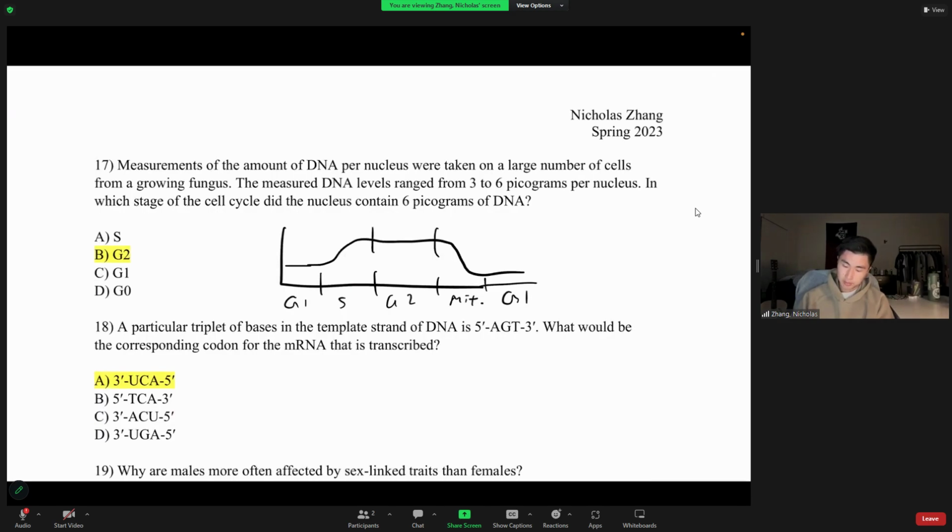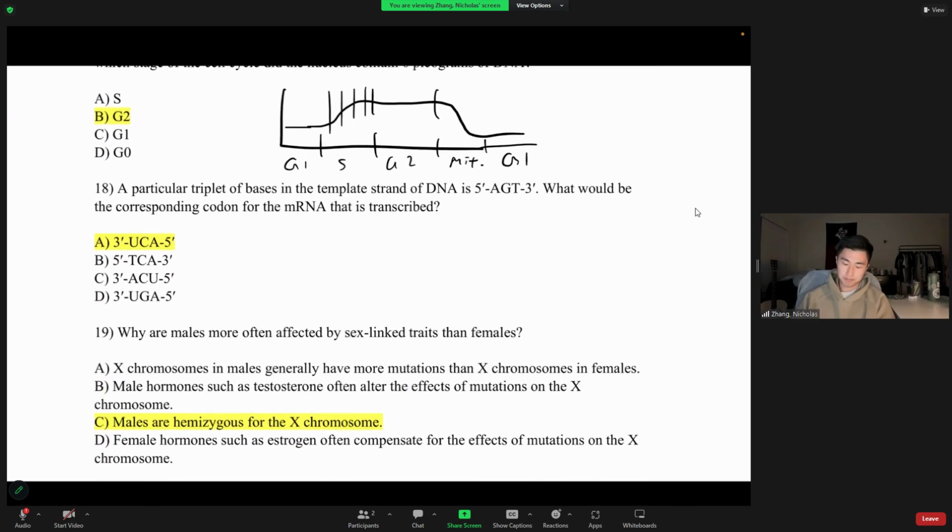G2 is the correct answer because probably at every stage of G2, it's going to have the double DNA. But during S phase, you might hit it at a time where it's not fully duplicated to that 6 picograms. So G2 is the correct answer here.